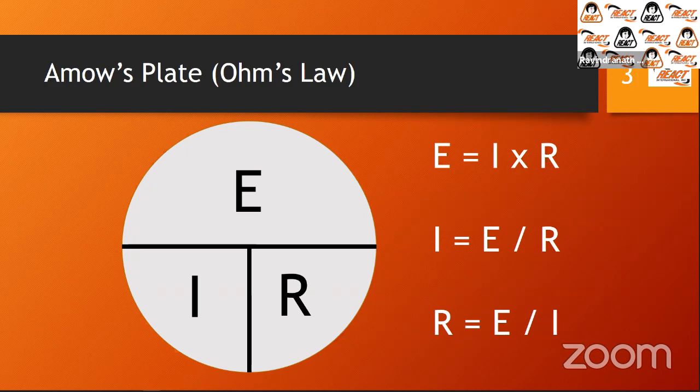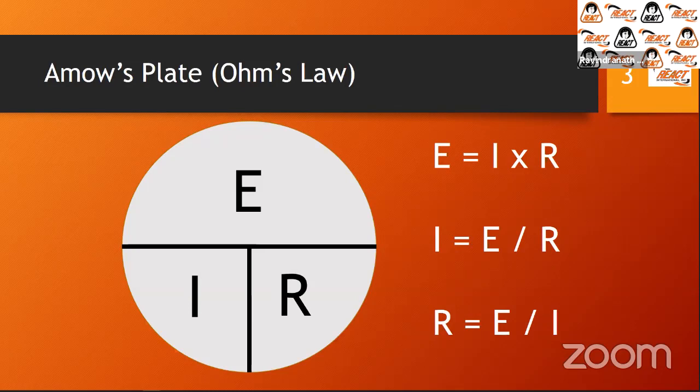This simple diagram, we refer to it as a mouse plate, and that is simply because Harry Amau was my physics teacher in high school, and he introduced us to this simple representation, a graphical way of remembering Ohm's law, hence the reason we call it a mouse plate.